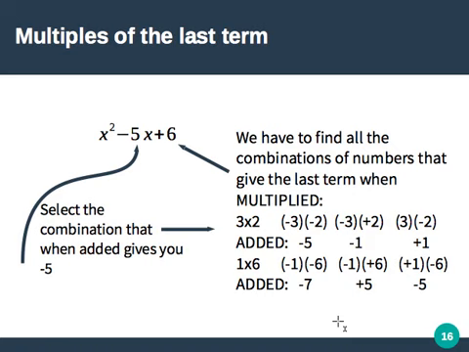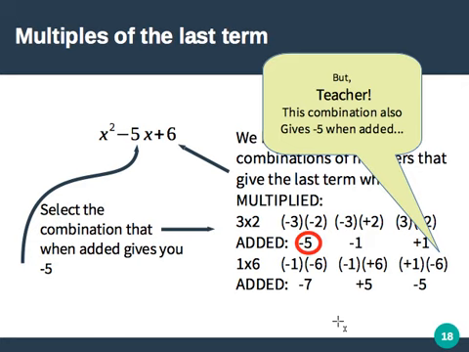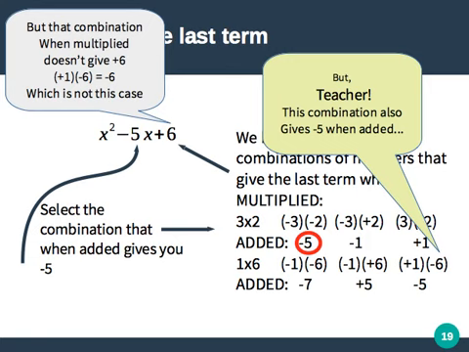Okay, and then you may be asking yourself, or you could be asking me in the class. If we were in the class, you would raise your hand and ask me right now: well, we got a -5 there, which is what we're looking for. But you may say, teacher, this other combination also gives us the -5. Yes, good observation. But when you multiply +1 and -6, right here, you get a -6, not a +6, which is what you have here. That is not going to be part of your answer.